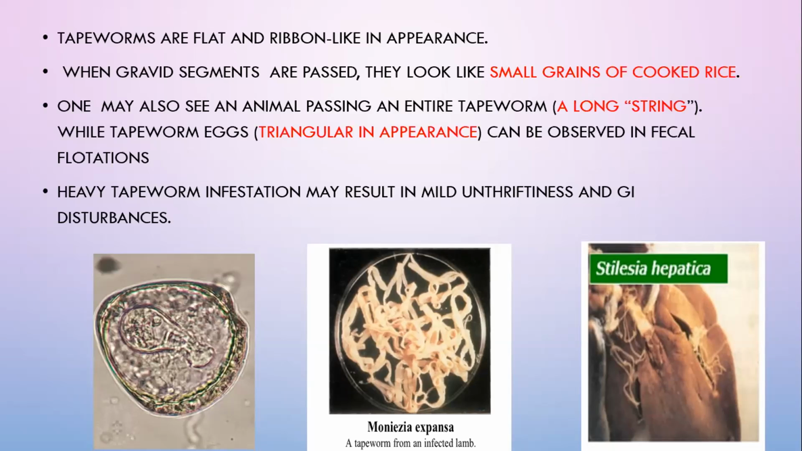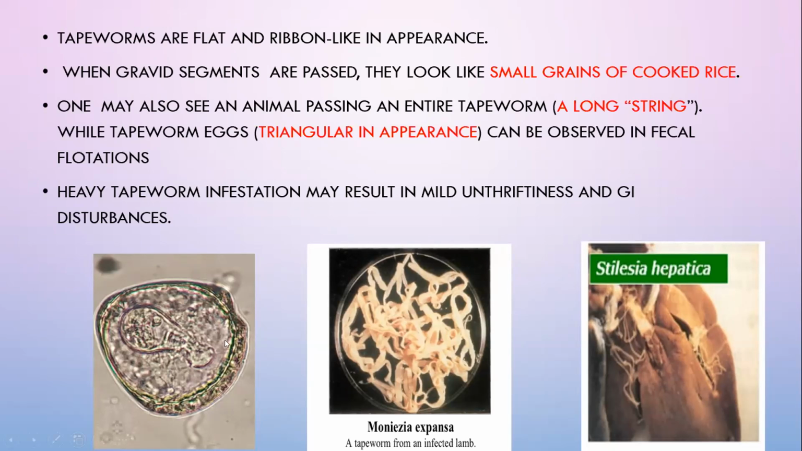When the animal ingests these mites, they get the infection. Gravid segments are the segments present in the posterior end of the tapeworm, and when they are passed, Moniezia segments especially look like cooked rice. Also, many times you can see the animal passing an entire tapeworm, a long string. I've already discussed the tapeworm eggs.